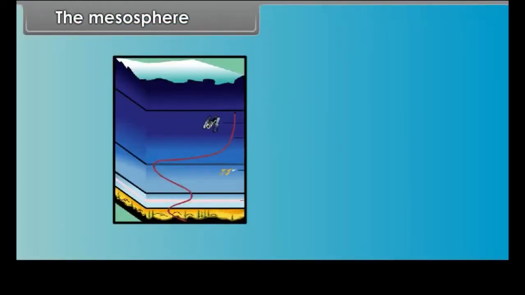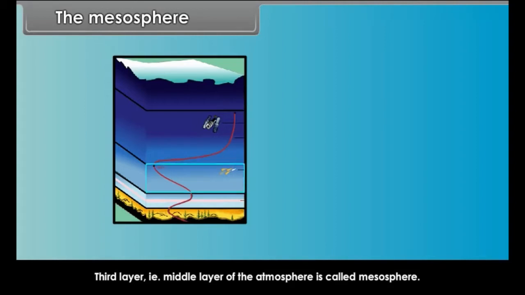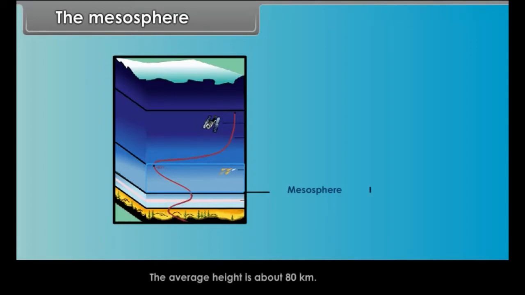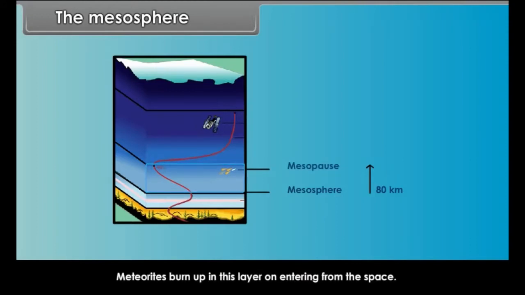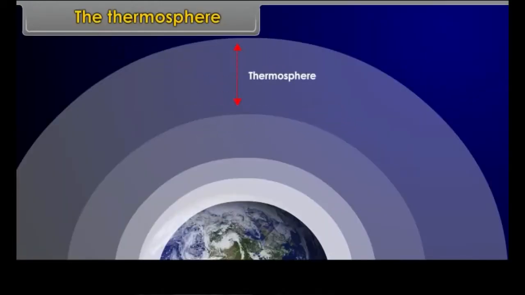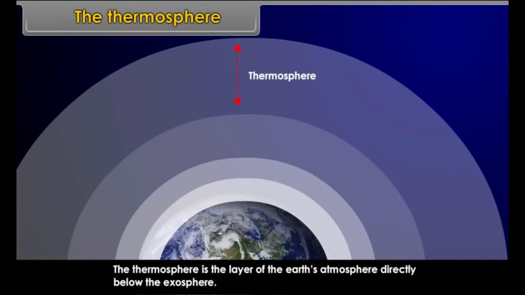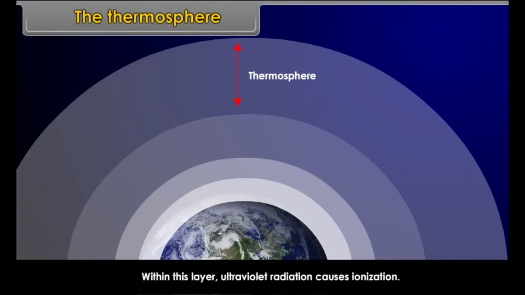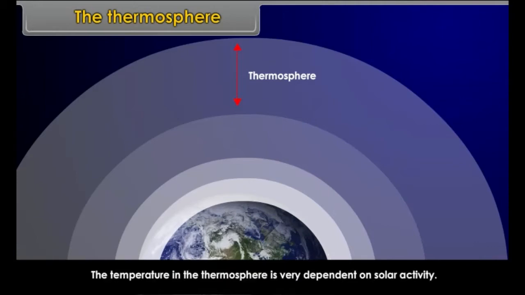The Mesosphere. Third layer, that is the middle layer of the atmosphere, is called Mesosphere. The average height is about 80 kilometers. Its upper boundary is called Mesopause. Meteorites burn up in this layer on entering from space. The Thermosphere. The thermosphere is the layer of the Earth's atmosphere directly below the exosphere. Within this layer, ultraviolet radiation causes ionization. The temperature in the thermosphere is very dependent on solar activity.